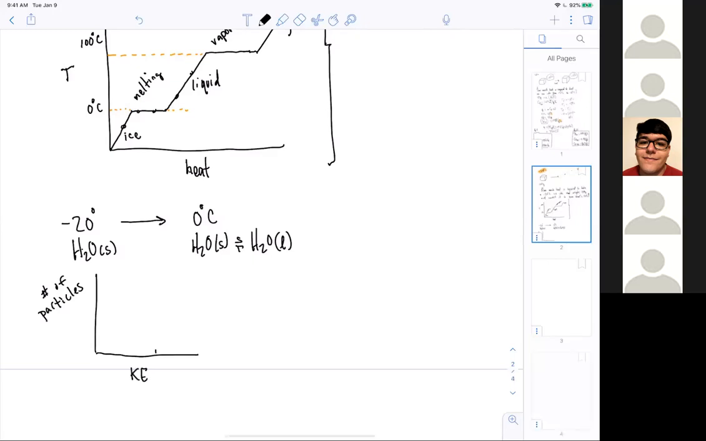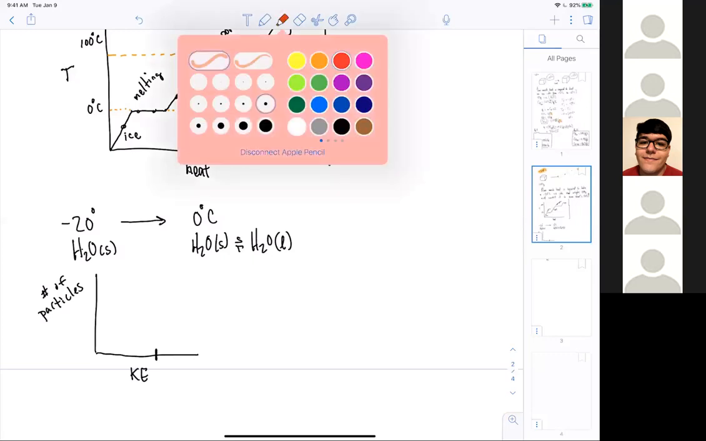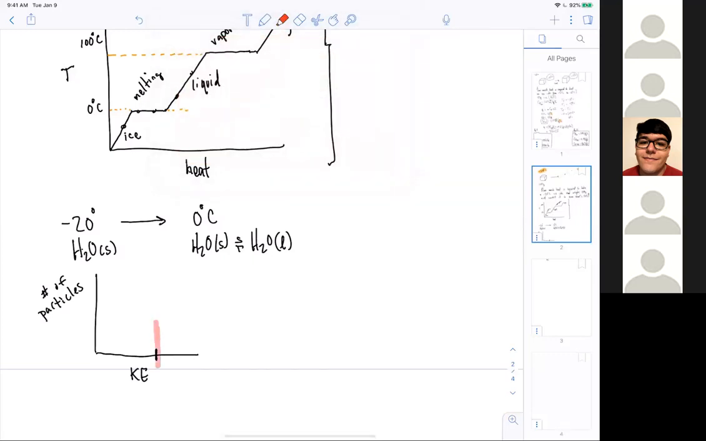So down here we have kinetic energy. And let's say that this point here, that I'm highlighting in red, once you have a particle that has kinetic energy above this, it's increasing in this direction. Once you get beyond that red highlight line, that is where you become liquid. And below that kinetic energy line, you're a solid.